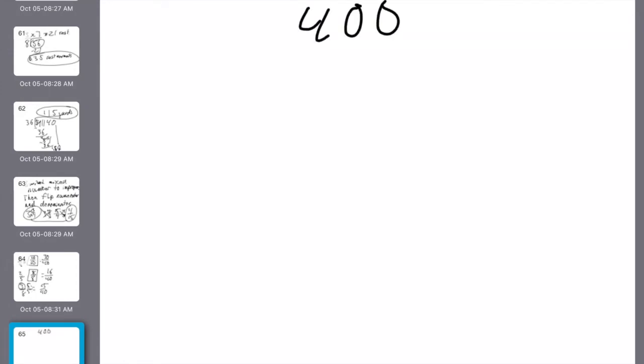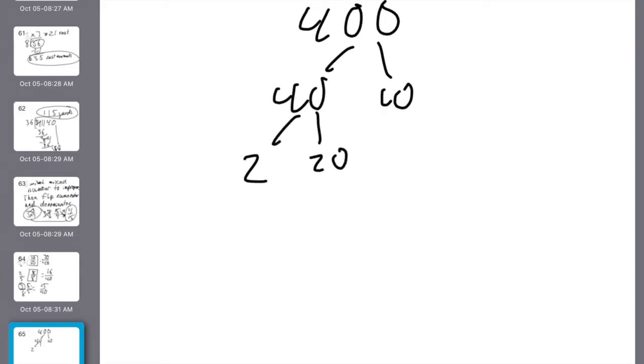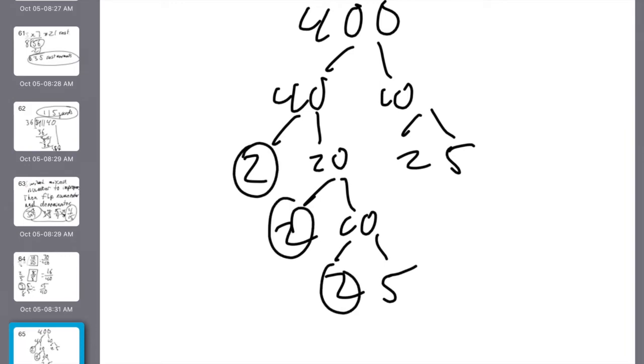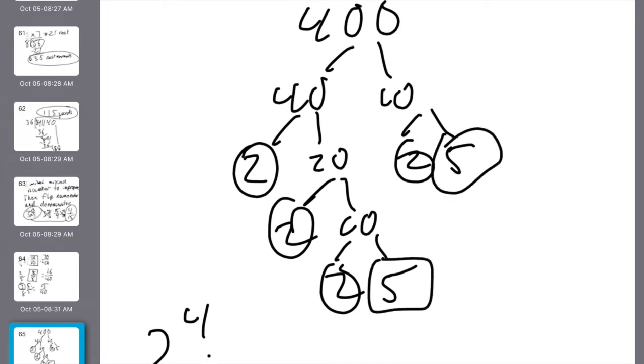Okay, so the first thing I need to do is break down 400. This is going to be 40 and 10. This is going to be 2 and 20. This is 2 and 5. This is 2 and 10. This is 2 and 5. So I have 1, 2, 3, 4. So I have 2 to the 4th power, times 5 squared. So that's your answer for A.